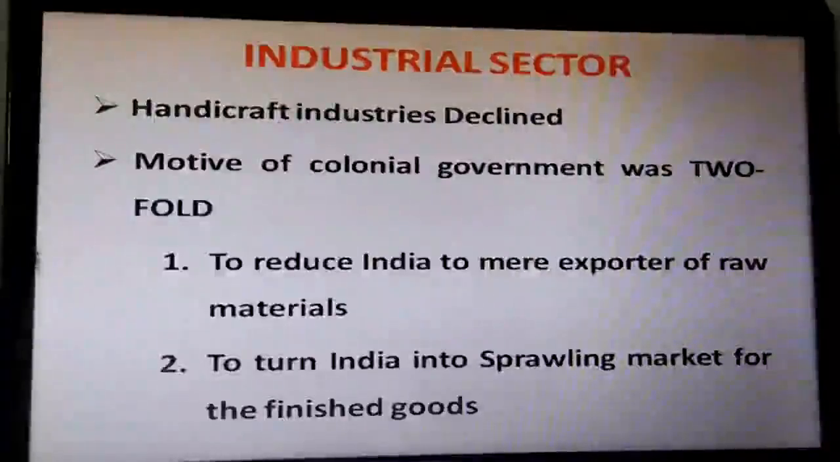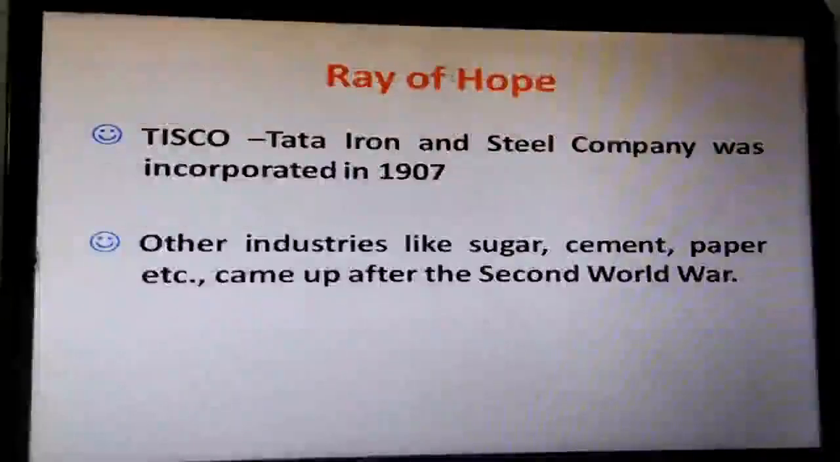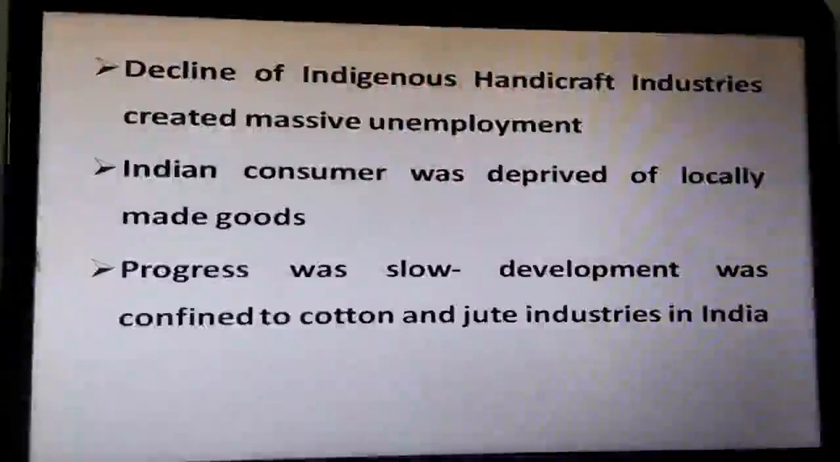This shows that they made us a mere supplier and did not allow our industry to grow except in the area of cotton and jute. Decline in the handicraft industry created massive unemployment, and Indian consumers were deprived of locally made goods. There was very low progress and very little development, confined only to cotton and jute industries in India.